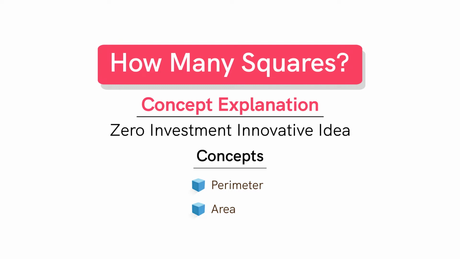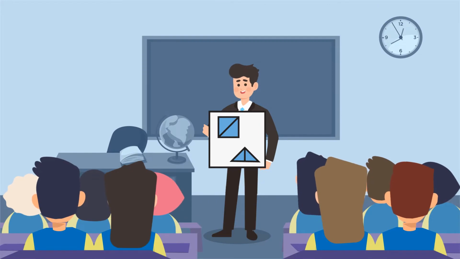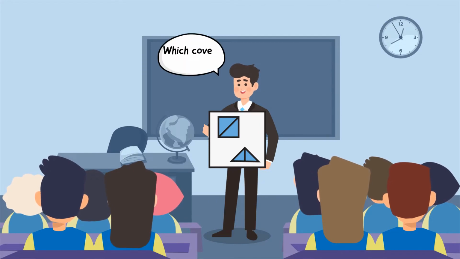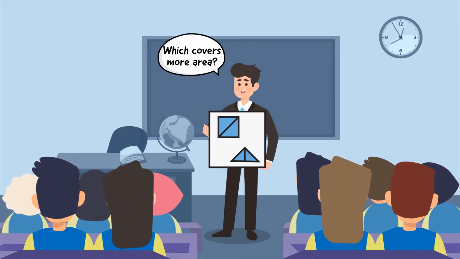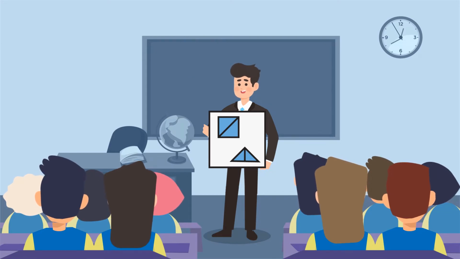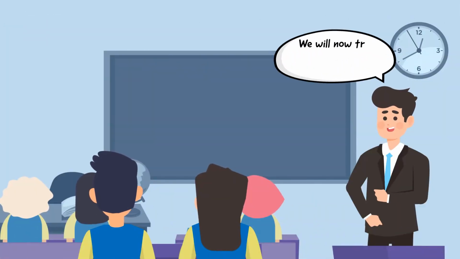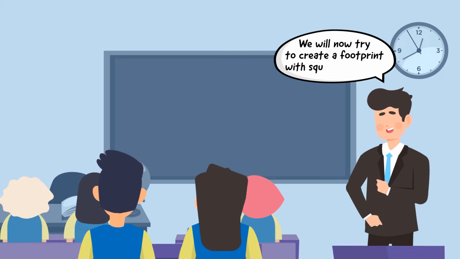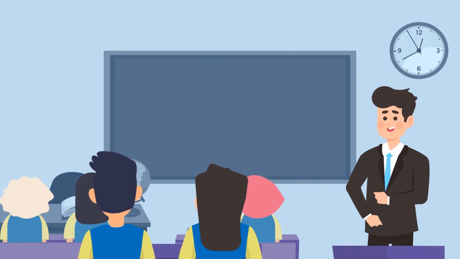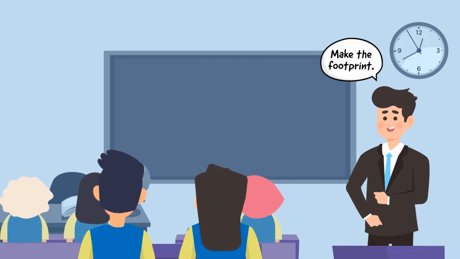This activity is a part of the zero investment innovative idea of concept explanation that we are implementing to guide the students. Now, when the students are done responding to which shape has more area out of the two displayed to them, inform them that we will now try to create a footprint with square cutouts. Ask them to make the footprint.